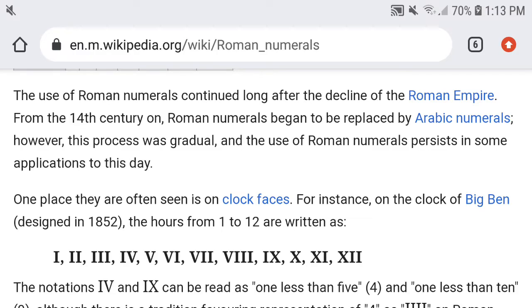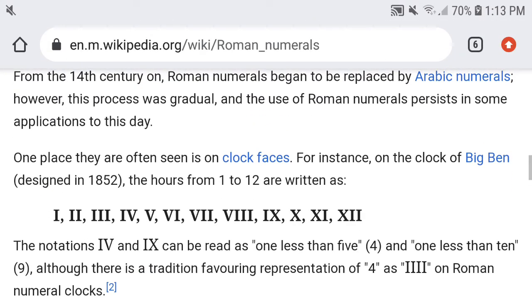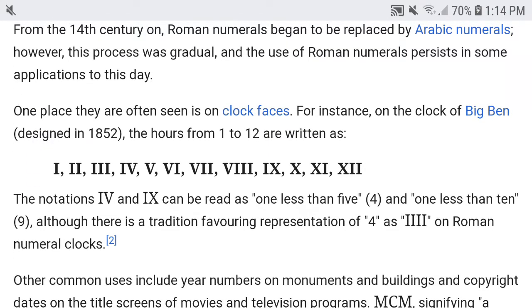Okay, so that's obvious, right? Big Ben, designed in 1852. The hours from 1 to 12 are written as I, II, III, IV, V, VI, VII, VIII, IX, X, XI, XII. The notation for 4 and 9 can be read as 1 less than 5, or 4, I mean, and 1 less than 10, or 9. Although there's a tradition favoring representations of 4 as 4 I's on Roman numeral clocks. But yeah, it makes sense.